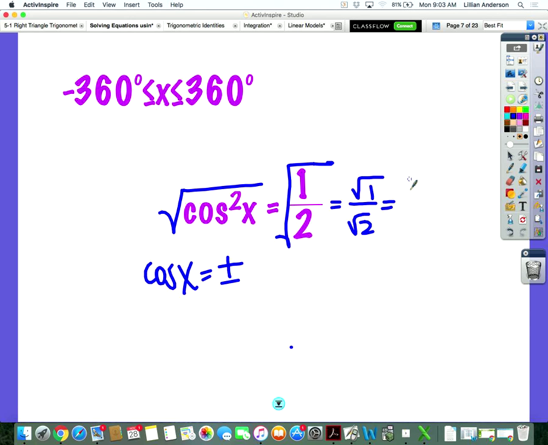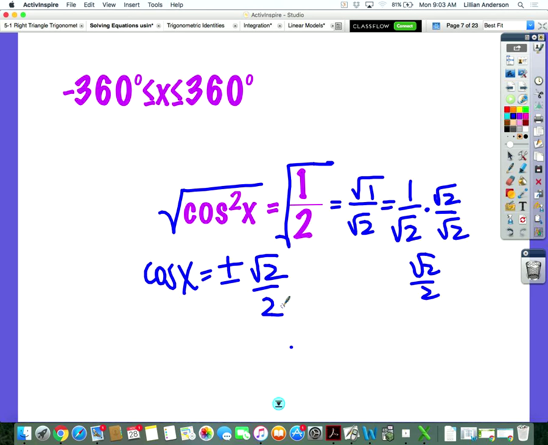Well, the square root of 1 is 1. Square root of 2 is not a perfect square. So we have to rationalize it to get a radical out of the denominator. So cosine of x is actually equal to positive or negative square root 2 over 2.